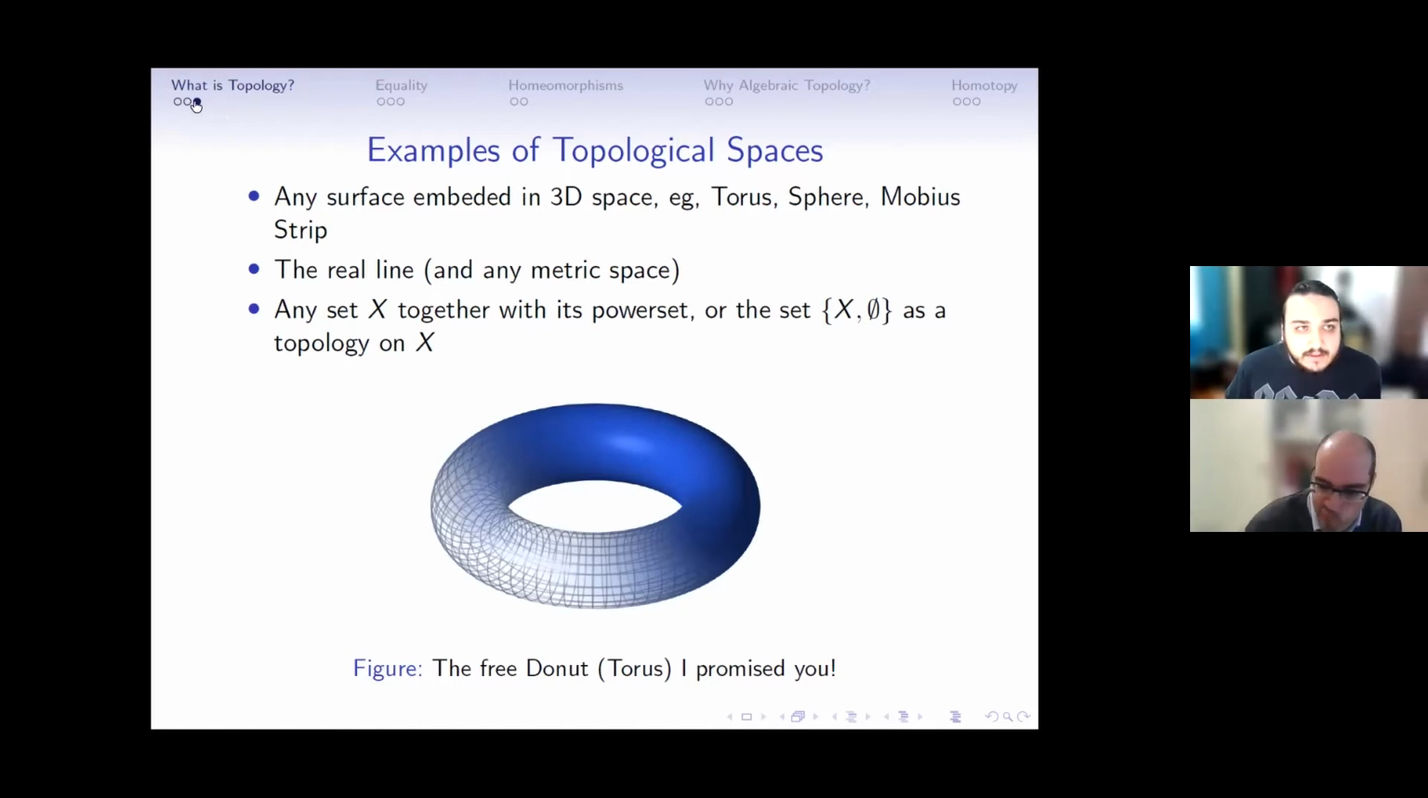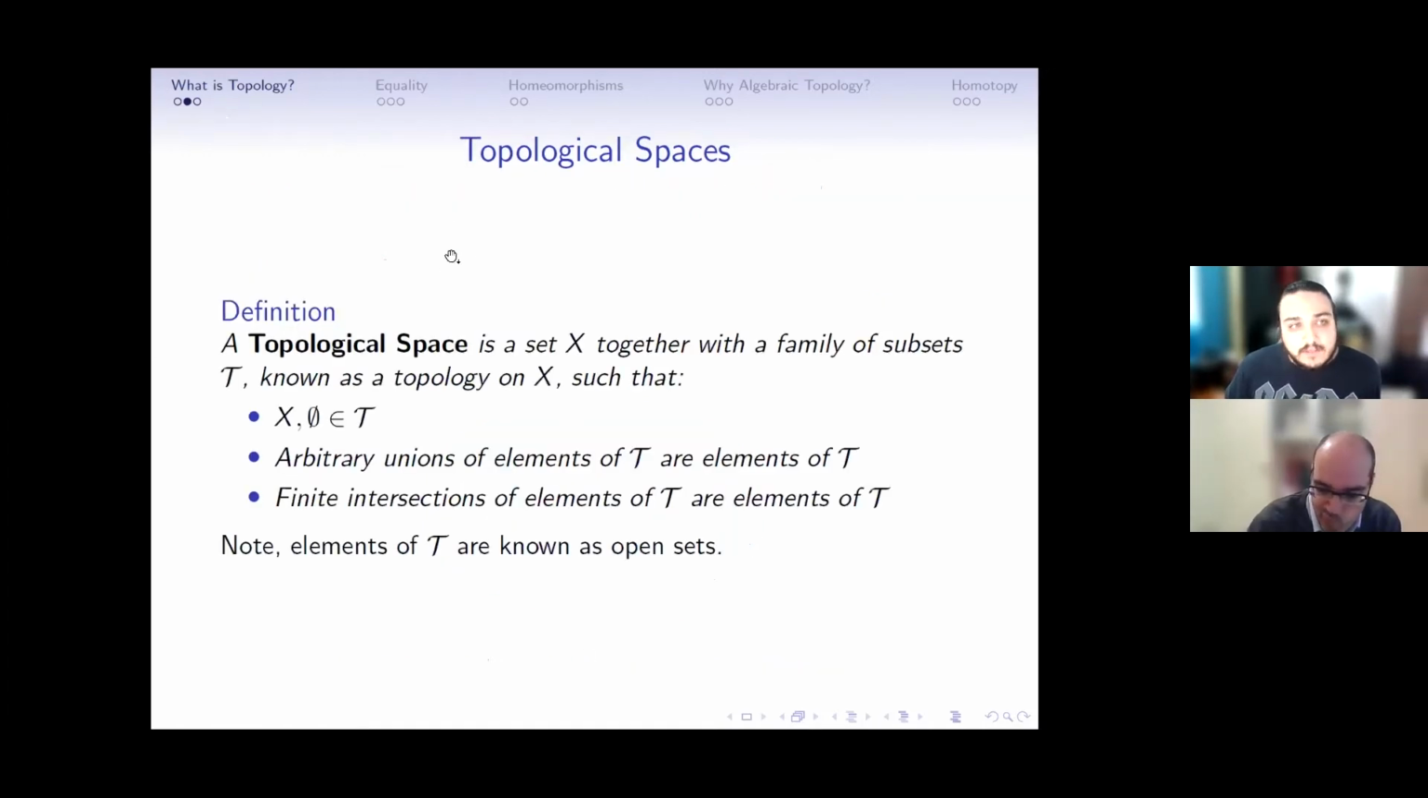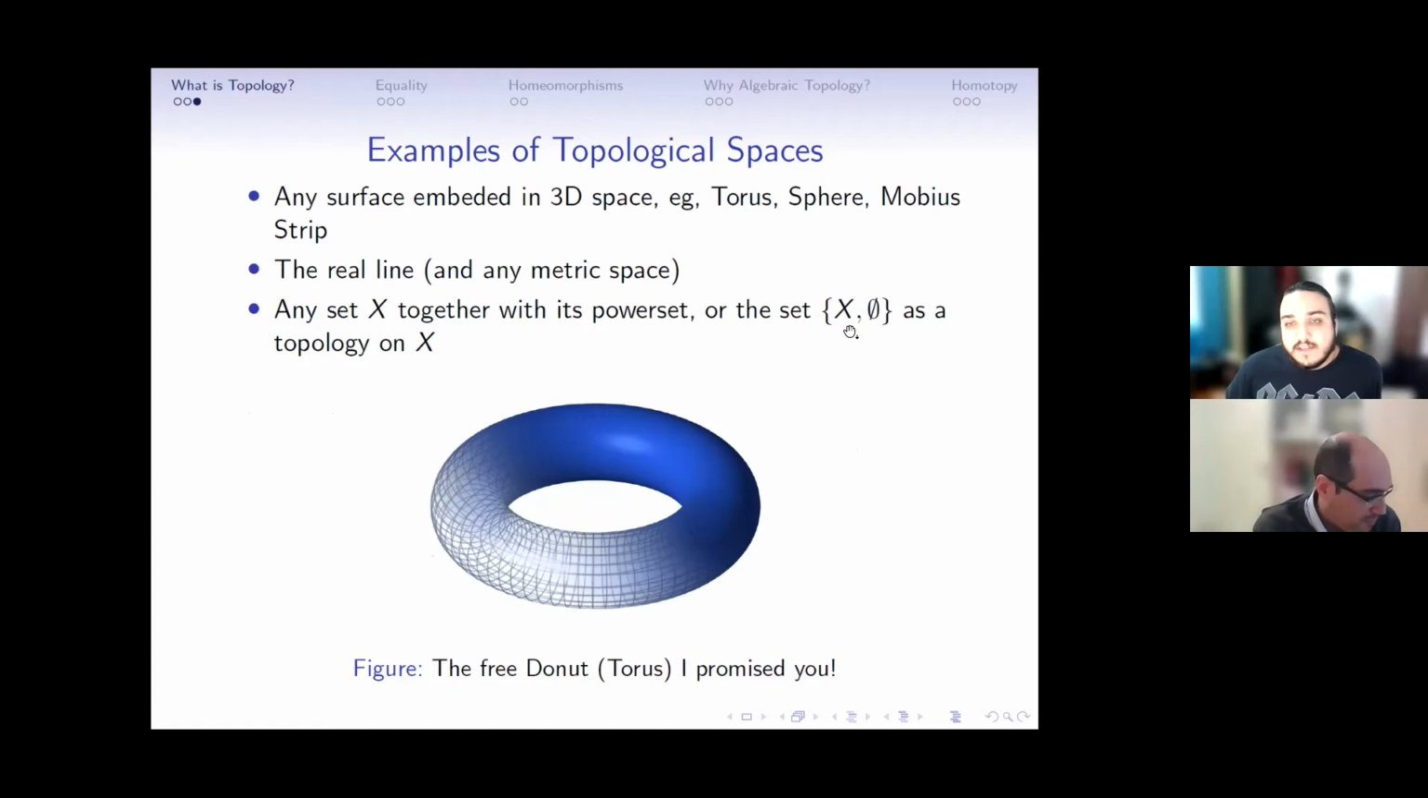That would satisfy these previous axioms, right? Another one which you might notice is if we consider the set that contains the set itself and the empty set as our topology, then that also defines a topological space. So you can actually define multiple different topologies on the same set.